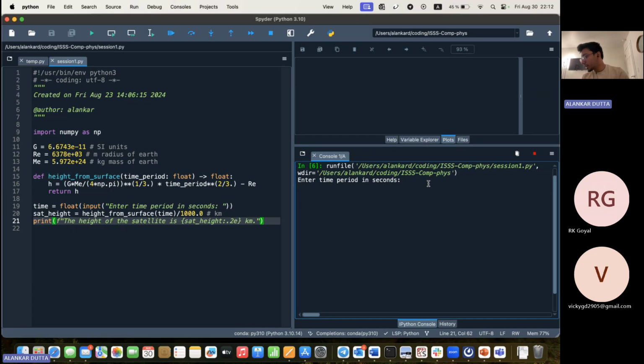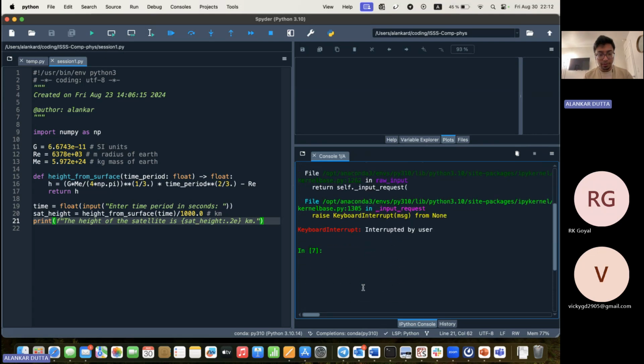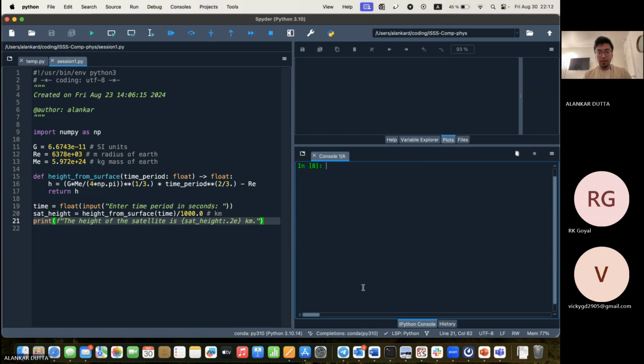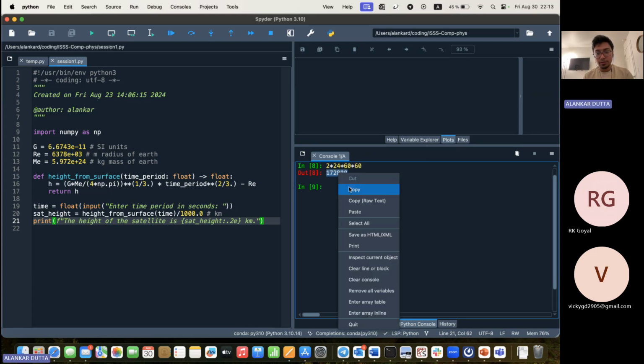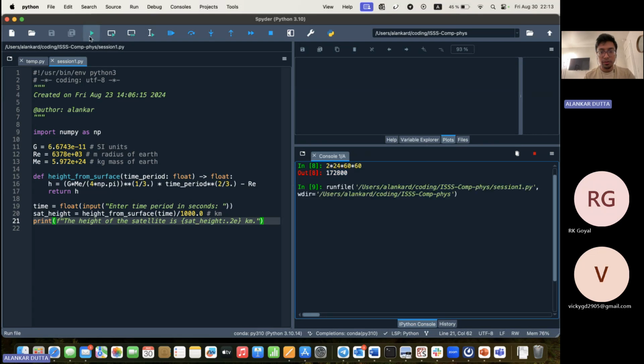So enter the time period in seconds. So let's say we are going to have something like, let's stop this for a while. Let me clear this. Say we are going for an orbit which orbits in 2 days. So then we will do 2 times 24 hours times 60 minutes times 60 seconds, right? So this is the number of seconds with which we are going to do it, just for the demonstration.